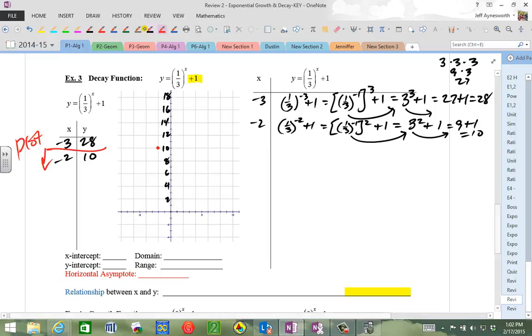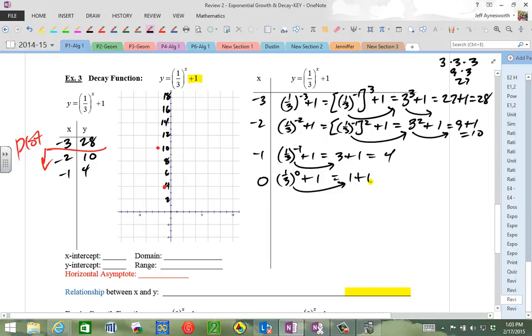Okay. Next one, at negative 1, we have 1/3 to the negative 1 power plus 1. That's just the reciprocal of 3 plus 1, which is 3 plus 1, or 4. So negative 1 comma 4. That was right here. Okay, so I'm plotting as I go. 0, so we have 1/3 to the 0 power, add 1. That becomes 1 plus 1, which is 2. So 0 comma 2 is on the graph. That's a y-intercept. So keep that in mind. That's a y-intercept right there.